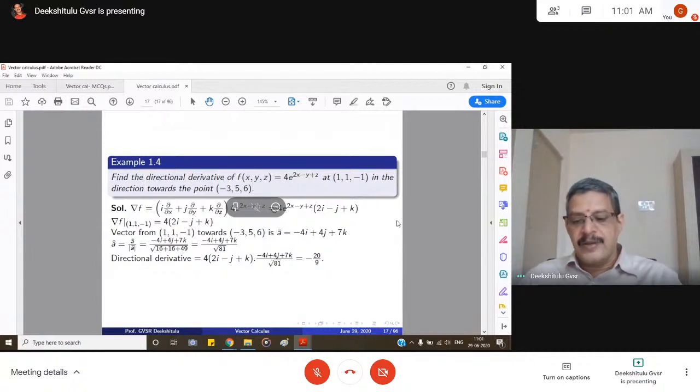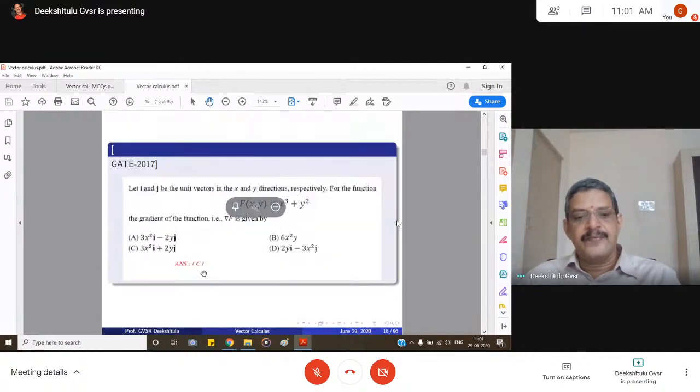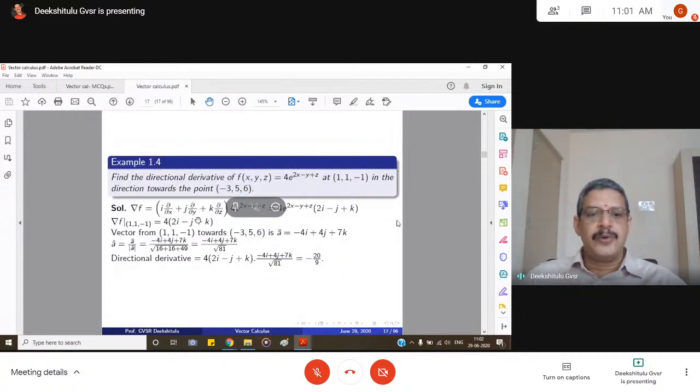So the first thing you have to do is find grad f. What is grad f? i ∂/∂x plus j ∂/∂y plus k ∂/∂z of the scalar function. So i into ∂/∂x is e^(2x) into 2, and that is how the grad f vector comes out. Then grad f at the point (1, 1, −1): substituting here, e^(2−1−1) is e^0, so we get 4e^0 (2i − j + k). So this is grad f.